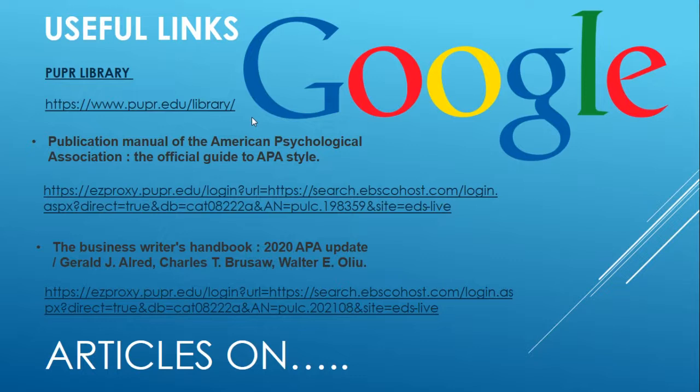However, you can also Google your information. When you're Googling, Google articles on, because that will take you directly to an article that has an author. So with Google, you have to be careful, because you're trying to find websites that are reliable, and you want to make sure that you have the best and updated information.